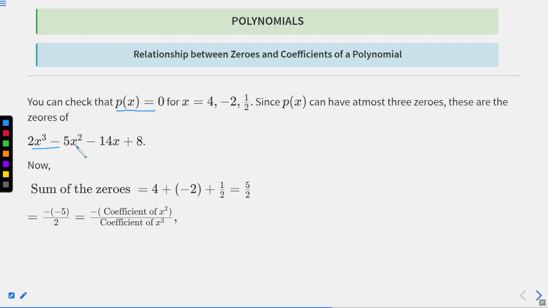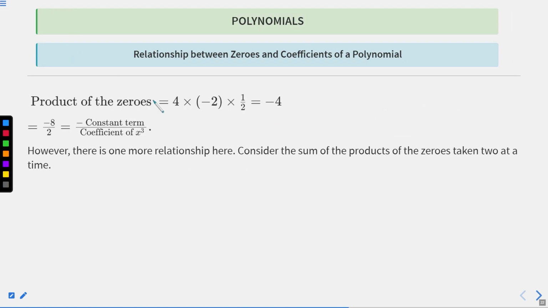So now you can verify the sum of the zeros, that is basically equal to 4 minus 2 plus 1 by 2, and if we calculate it, you will get 5 by 2. So 5 by 2 can be written as minus of minus 5 by 2. Okay, and this is basically equal to minus coefficient of x square divided by coefficient of x cube. So here you can observe that the coefficient of x square is minus 5 and the coefficient of x cube is 2. So here the sum of the zeros is basically equal to minus coefficient of x square divided by coefficient of x cube.